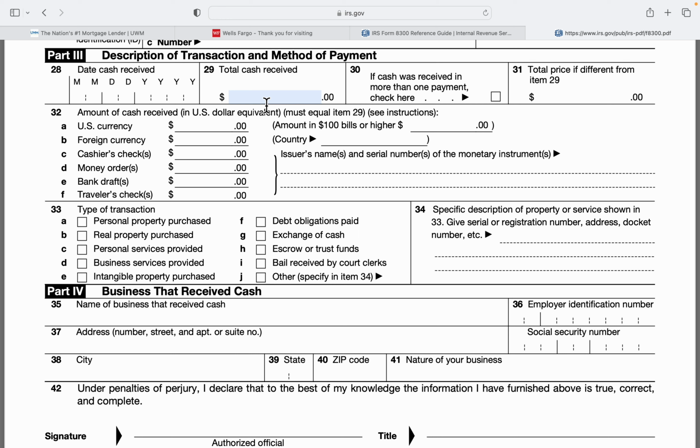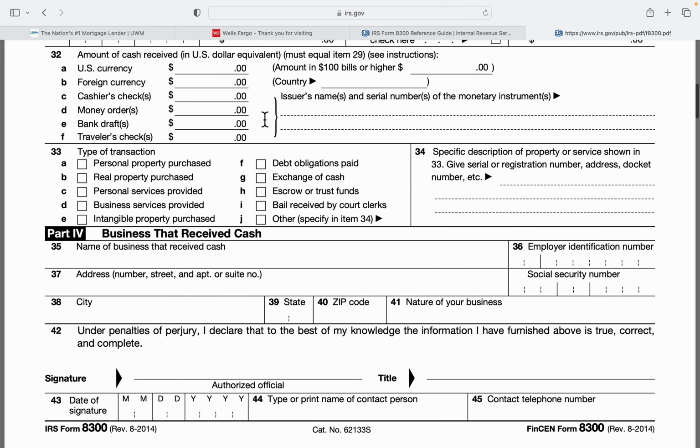In part three of this form, this is where you will record the description of the payment method of the transaction. On line 28, you will list the day the cash was received, and the total amount of cash. If it was received in more than one payment, you will check this box. And if the total price is different than line 29, you will list it here.